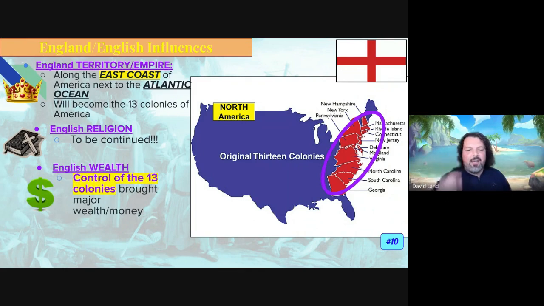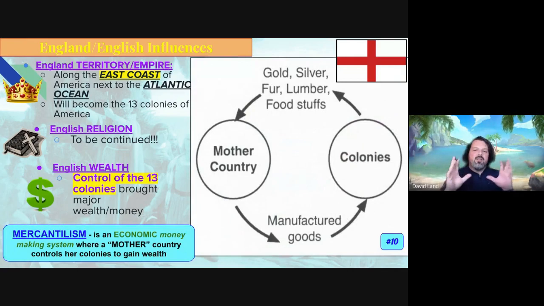But let's look at how the English made money. They made money by controlling those 13 colonies you see in the map. Now, how did they do this? It was a tricky one. They used a money system. Take a look at that blue pane there at the bottom. Mercantilism is an economic money-making system where a mother country controls her colonies.